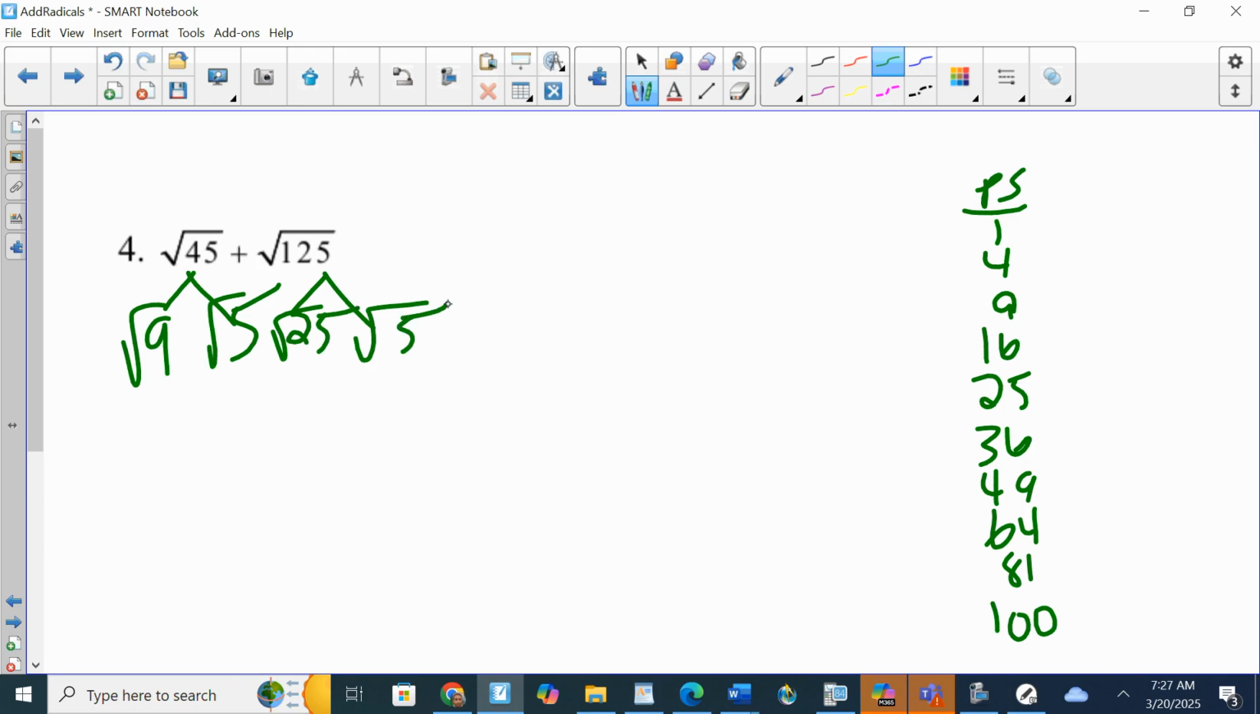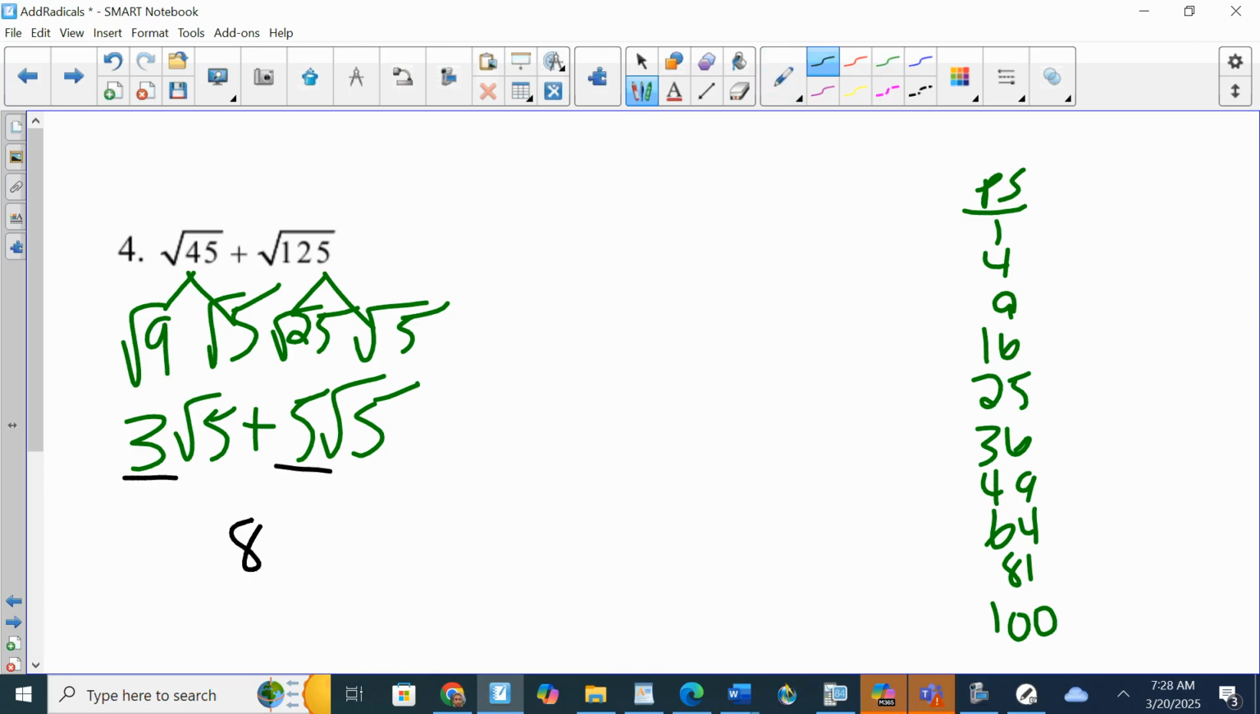Take the square root of my perfect square. Square root of 9 is 3. Bring down the radical. Square root of 25 is 5. Bring down the radical. 3 rad 5 and 5 rad 5. I combine my coefficients. 8. I keep my radicand, rad 5.